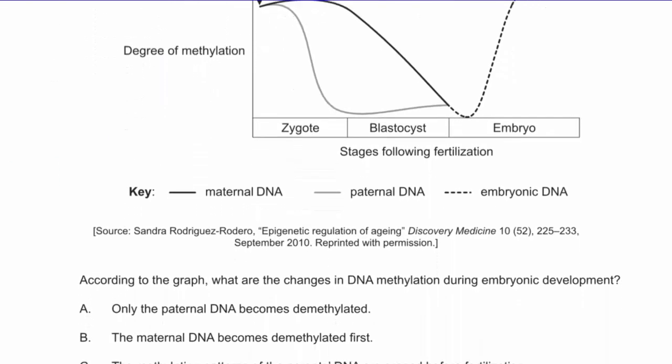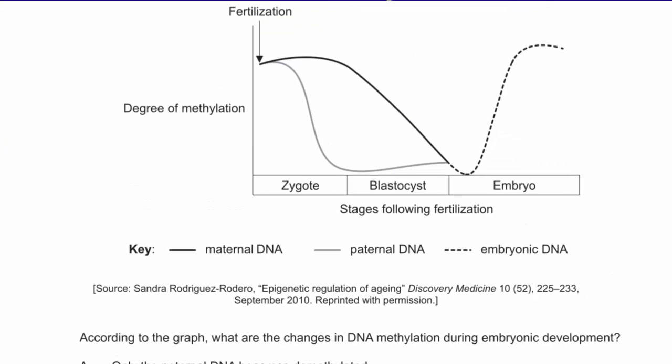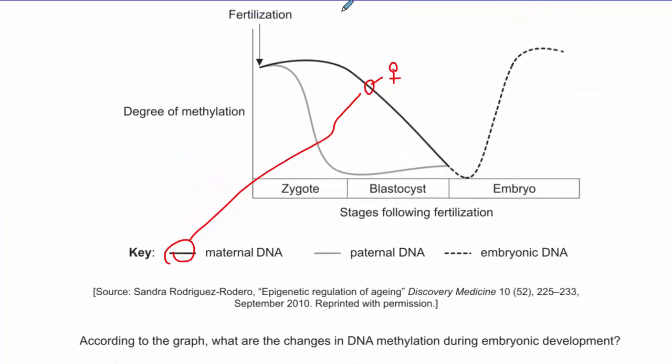So it says, what are the changes in DNA methylation during embryonic development? Only the paternal DNA becomes demethylated, and that's untrue because we see here the maternal. We see the key here. This is the maternal. The maternal DNA is also demethylated. The maternal DNA becomes demethylated first. No, we see that that's the father. So father first.